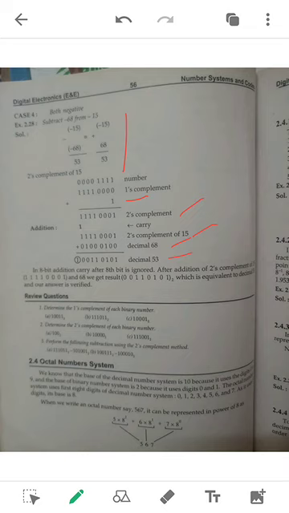You have to neglect the last 1, that is the carry. So neglecting the carry, you get the number 0 0 1 1 0 1 0 1, which is the decimal equivalent of 53. Okay, so this is the technique of 2's complement addition and 2's complement subtraction.